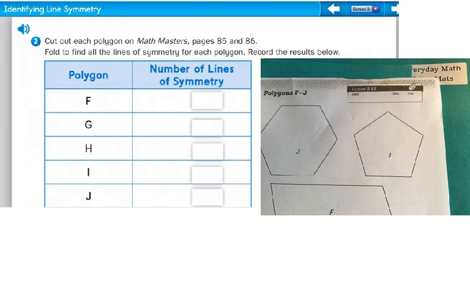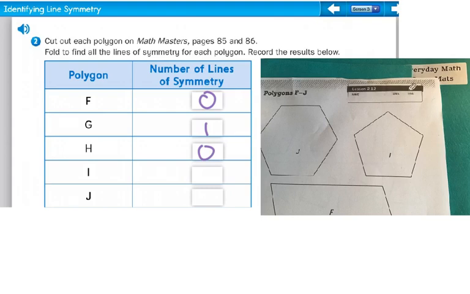You might be surprised at how many lines of symmetry, so don't stop too quickly until you've practiced folding and trying it many different ways. So go ahead and cut it out, fold it, and tell me how many lines of symmetry it has. Don't be afraid to take a few moments. This is probably one of the longest videos that we will have. But make sure that you take your time to fold it many different ways.